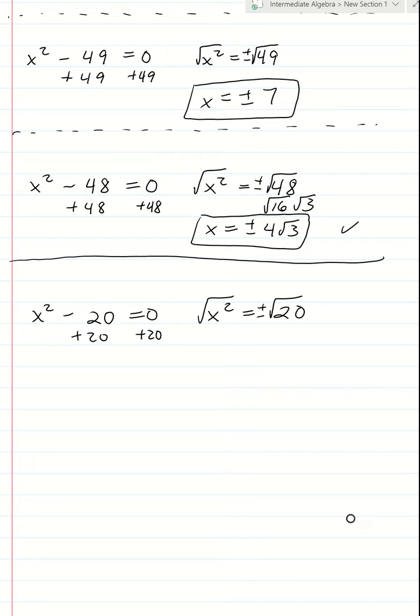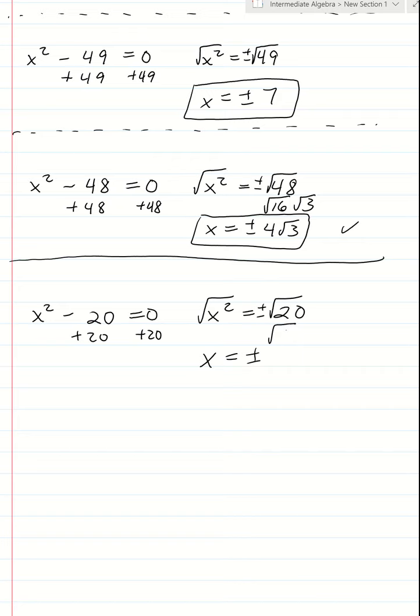And so now when we take the square root of x squared, we get just x, plus or minus now the square root of 20. Well, just like the 48, the 20 is not a perfect square. So we're going to have to simplify the square root of 20.